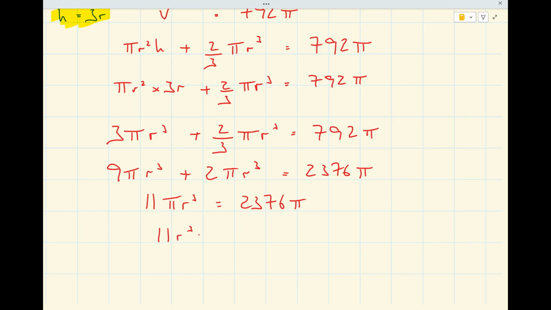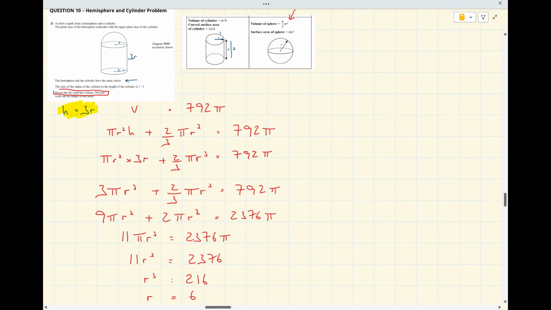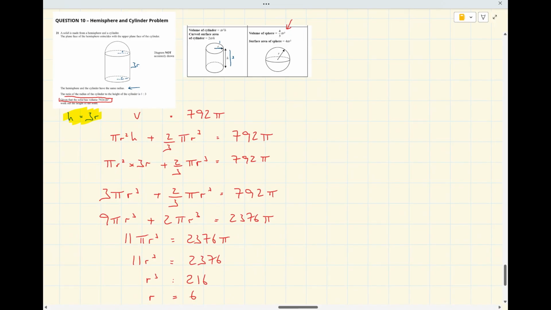11r cubed equals 2376. Divide both sides by 11. R cubed, 2376 divided by 11 equals 216. Cube root both sides. R equals the cube root of 216. 6. So the radius is 6. Brilliant. Now, let's go back to the question.